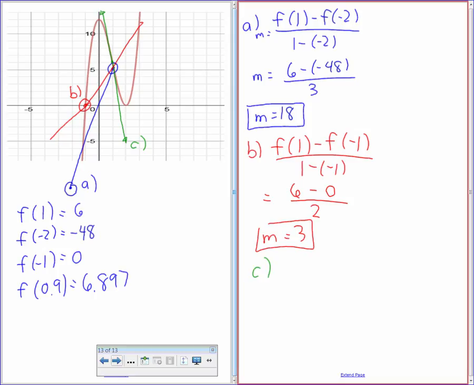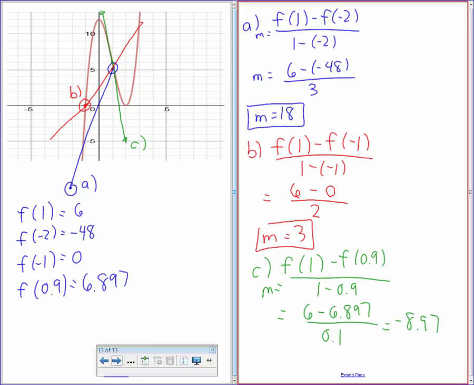which should be f of 1 minus f of 0.9 all over 1 minus 0.9. That equals 6 minus 6.897 all over 0.1, which equals negative 8.97. So you can just confirm those for me.